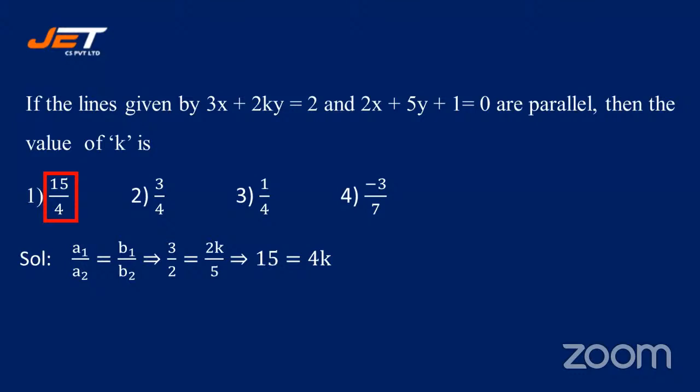A1 by A2 is equal to B1 by B2. What is A1? The coefficient of X, which is 3. What is A2? The coefficient of X in the second equation, that is 2. What is B1? The coefficient of Y. So here the coefficient of Y is 2K. And what is B2? The coefficient of Y in the second equation, which is 5. All right, just cross multiply. You will get 15 is equal to 4K, which implies K is 15 by 4. All right. Yes, excellent. Riya Naik alone has to check whether your screen is clear.